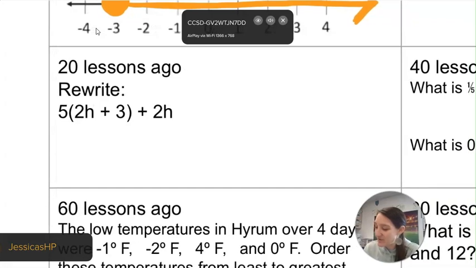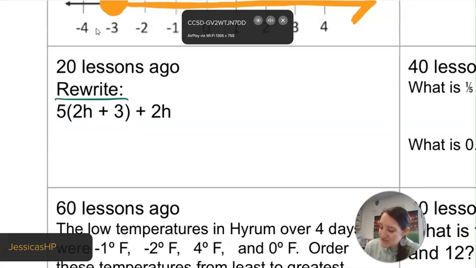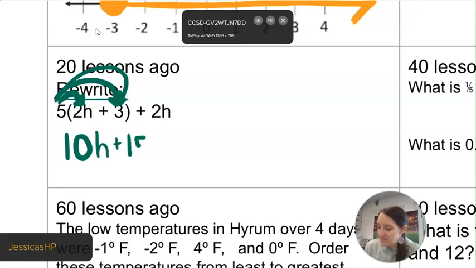20 lessons ago, rewrite. It doesn't say to evaluate. It doesn't say to simplify. So we just need to rewrite it in some way. We need to do something to it. The first thing I noticed, hopefully you did too, is that we have an angry bird and we have some pigs inside, don't we? So let's use the distributive property to distribute the pain. 5 times 2h would be 10h. Bring down the plus. 5 times 3 would be 15. And then we have this over here by itself.